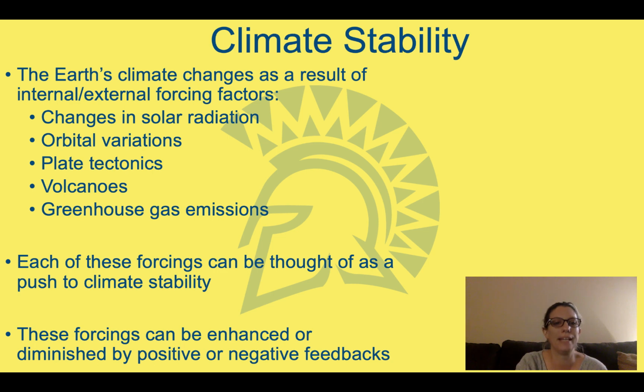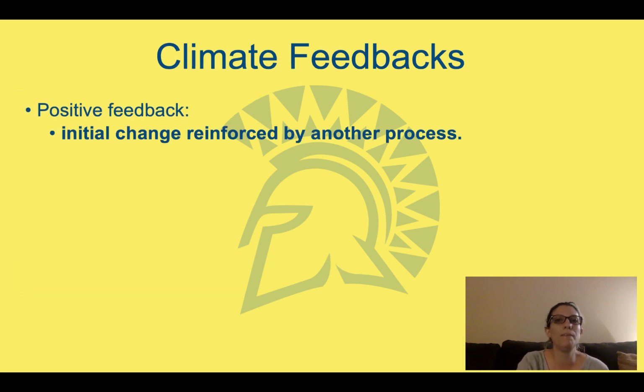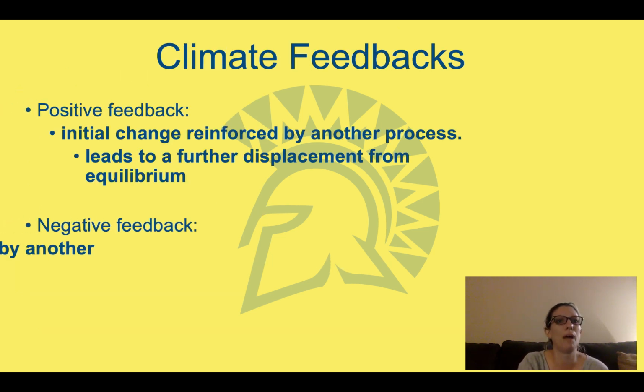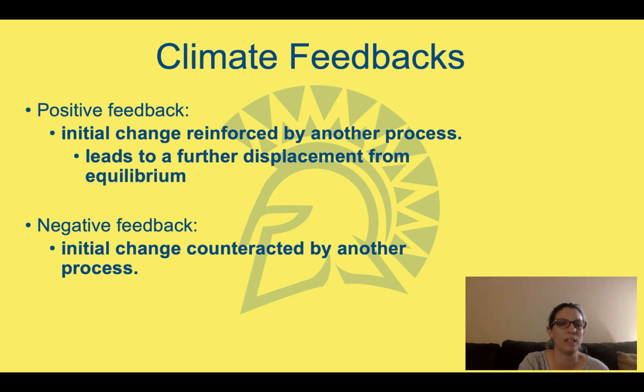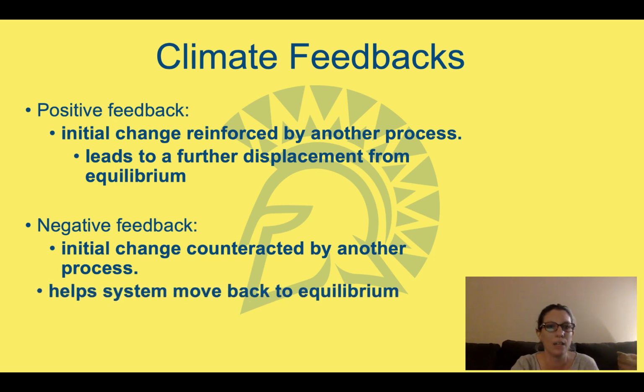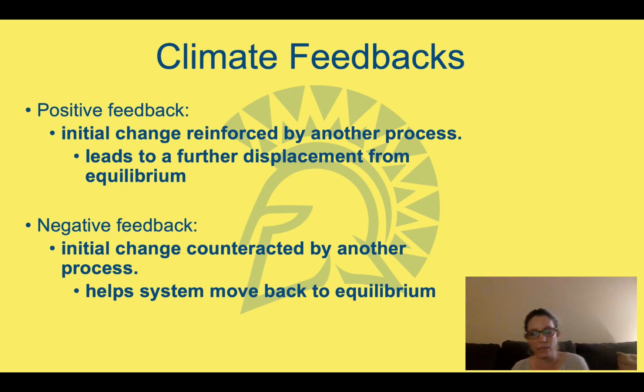And these forces can be enhanced or diminished by positive or negative feedbacks. So this is where we're starting to get into feedback. We have two types of climate feedbacks: positive feedbacks and negative feedbacks. A positive feedback is when, after that initial change, that initial forcing, we have it reinforced by another process, and this leads to us being further away from where we began. A negative feedback is when we have that initial push and then it's counteracted by some other process, and that helps the system move back to where it began.